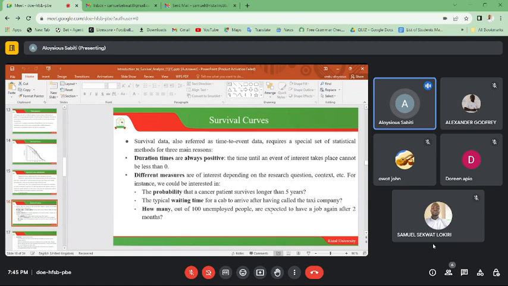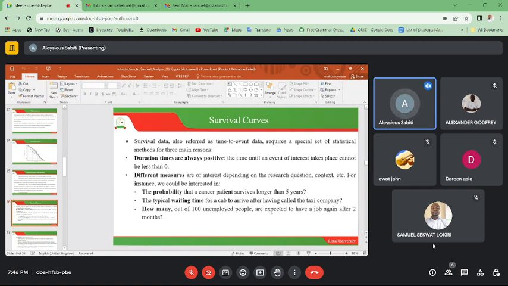One is that the duration times are always positive: the time until an event of interest takes place cannot be less than 0. So in calculating survival data, you do not have negative figures. They are always positive, from 0 to infinity and so forth.